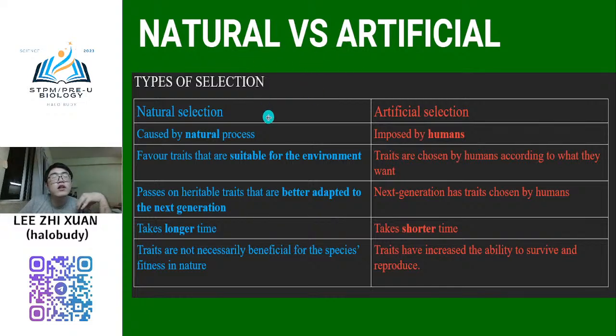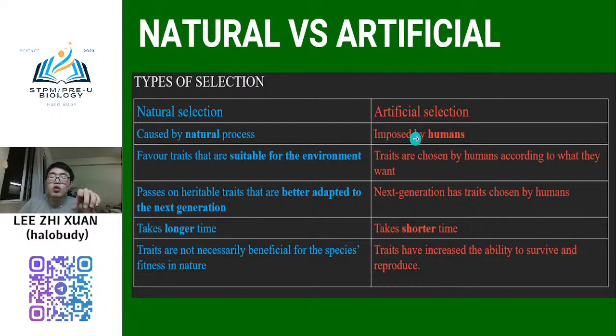So natural selection occurs naturally, semula jadi. No human control. It is based on the environmental factor faced by that organism. But for artificial selection, it is imposed by humans. Humans select that kind of phenotype. Memang kami nak phenotype itu. That we want that kind of phenotype.